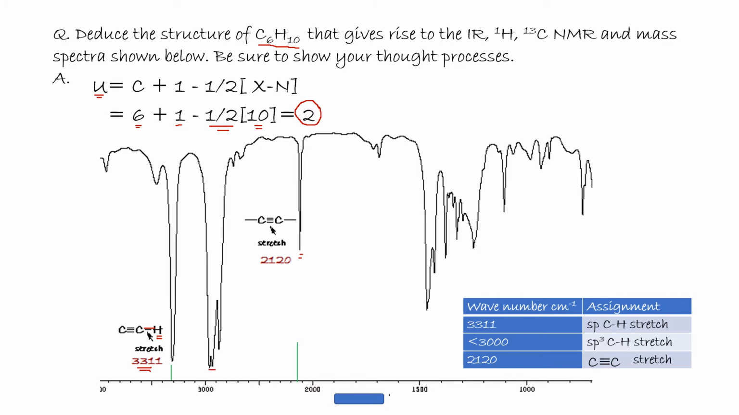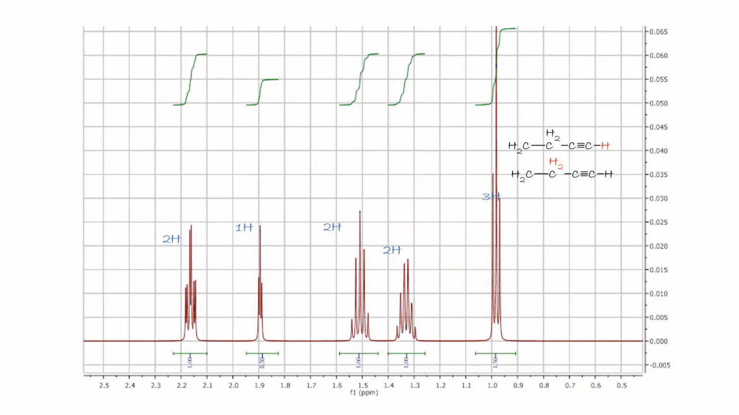Also, we have here very strong peaks below 3000, which means that you have a lot of sp3 C-H bonds for C-H stretch. Proton NMR shows a triplet, sextet, quintet, a triplet with a very small coupling constant, and here a triplet of doublets.